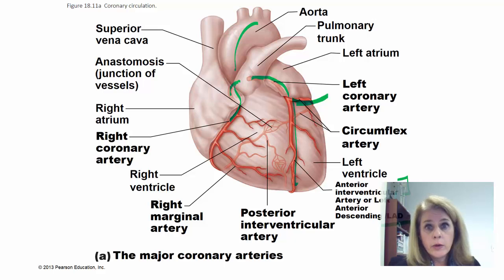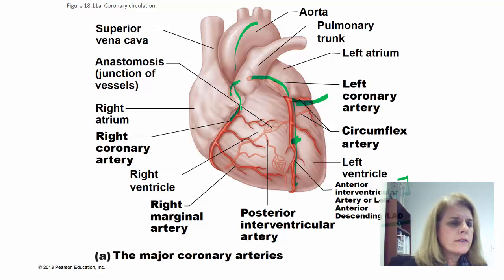Some people even call it the widowmaker because it does supply such a large part of the left side of the heart. The left side of the heart is the major pumping side of the heart. So if you were to get a blockage and have a heart attack in the LAD, you would lose a lot of heart muscle wall and potentially have a very large, very damaging heart attack.